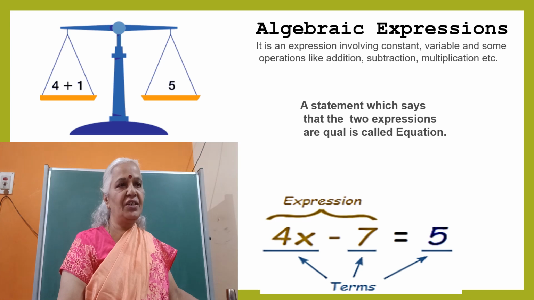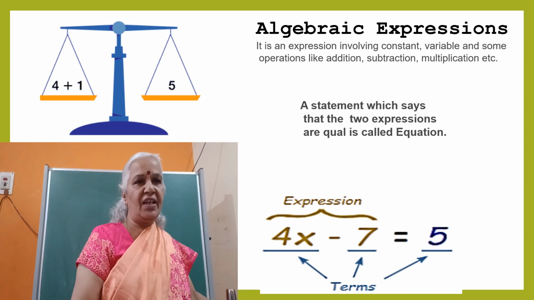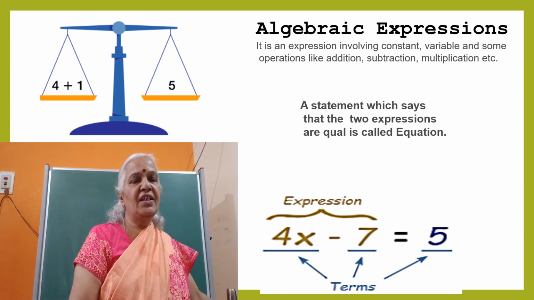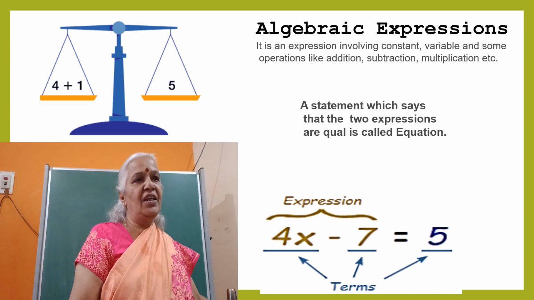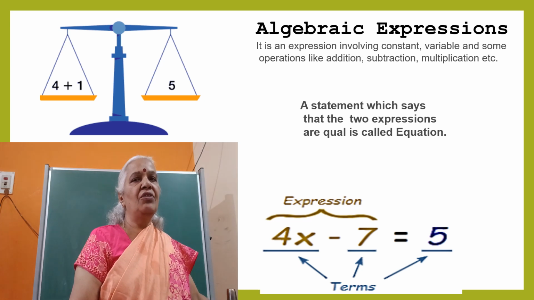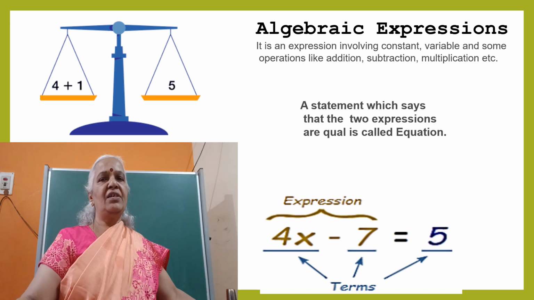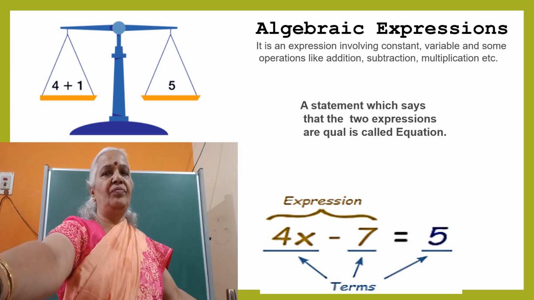Similarly, in algebra there are some expressions in the left hand side and some expressions in the right hand side. Here 4x minus 7 is equal to 5. It is an equation where the expression 4x minus 7 is there in the left hand side and 5 is there in the right hand side.